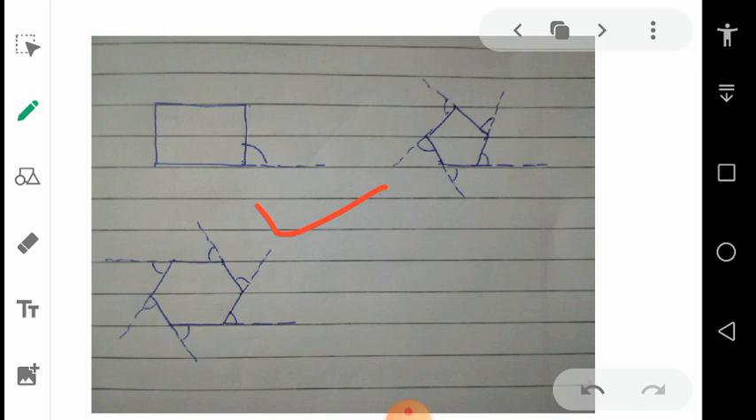Now we conclude that if there is an n-sided polygon there are n interior angles and n exterior angles. It means if we talk about a quadrilateral, there are 4 sides, then there are 4 exterior angles and 4 interior angles. Similarly, in a pentagon, there are 5 sides, 5 interior angles and 5 exterior angles. Similarly, in hexagon, there are 6 sides, 6 interior angles and 6 exterior angles.